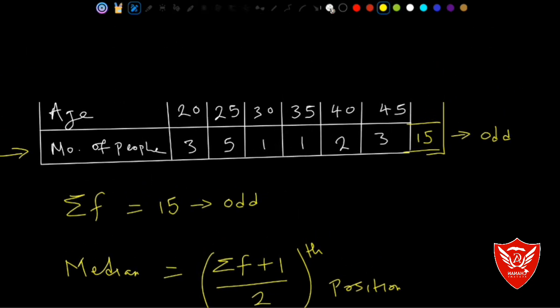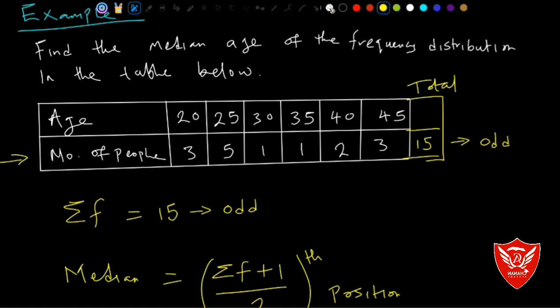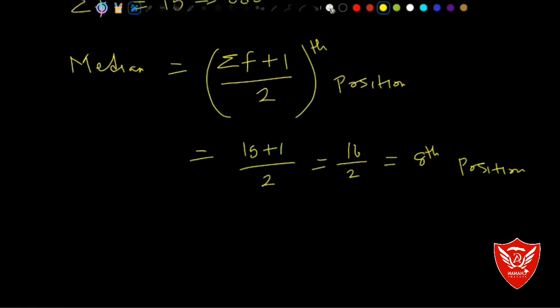So let's go back up. Now let's start counting from the right. So if we start counting from the right, this is 3 plus 2, that's 5, 6, 7. So the 8th value is in this position. Let's count from the left and also see if that's true. So this is 3 plus 5, that's 8. So our median is equal to 25. All right, so median is equal to age 25. So this is our median. Let's take one more example.